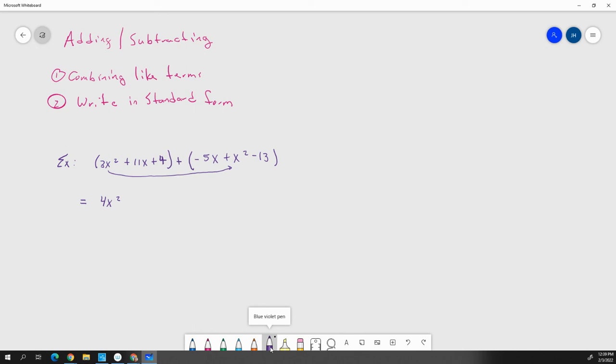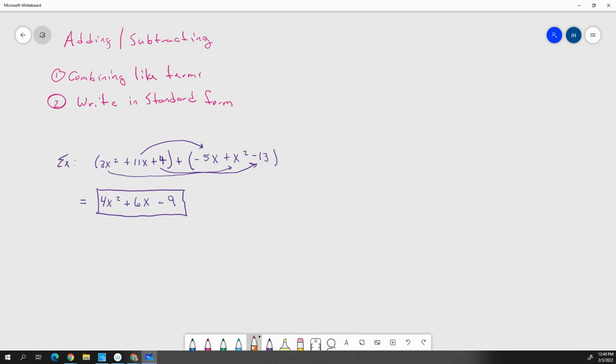And then I'm going to move on to the next highest degree. And for us, that is going to be 11x. So I'm going to go, okay, well, I've got another x over here. So I'm going to say 11x minus 5x. Well, that is plus 6x. So our next thing is just the constant, right? We don't have any more x terms. We've used them all up. So I'm going to go 4 minus 13, which is going to give me negative 9. That is all we have to do when it comes to addition, right? Nothing complex. We're just adding the terms that are alike.